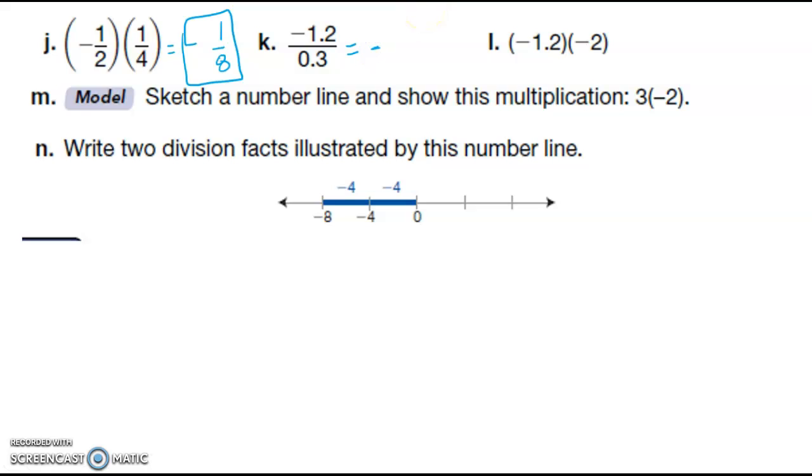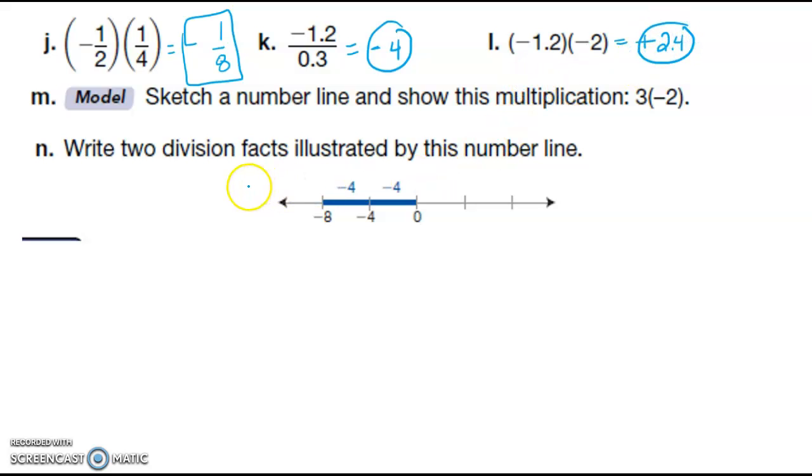Hold on just a second. So I have 1.2 divided by 0.3. That gives me a -4. And here I have a negative times a negative, so same sign equals a positive. I think it's a 2.4.